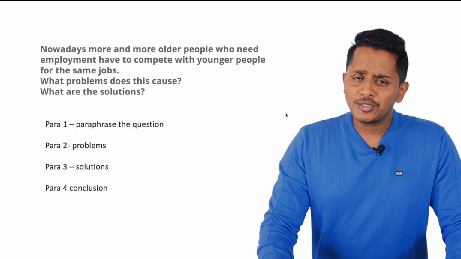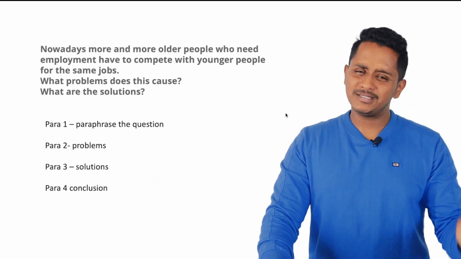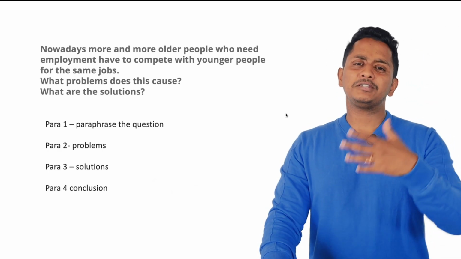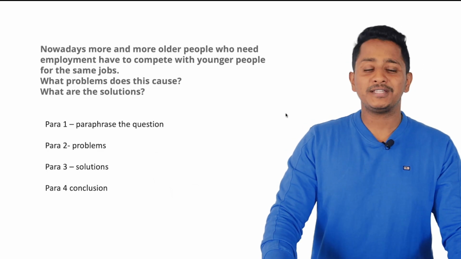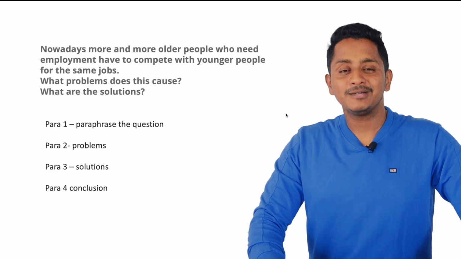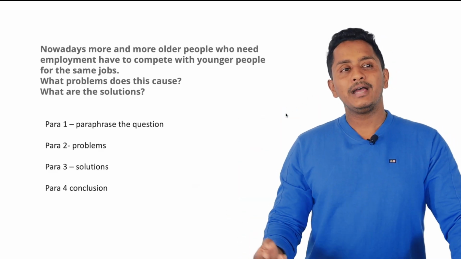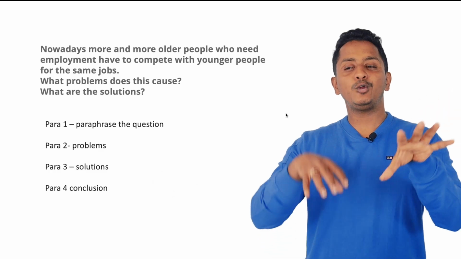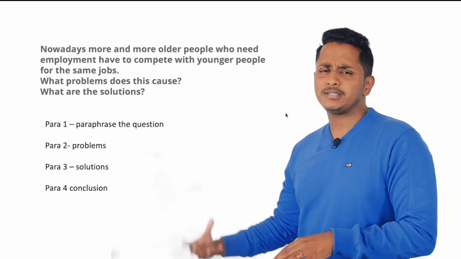Strictly a 4-para structure. Para 1, you will just retain what is there in the question. This essay will discuss both the problems and solutions of this trend. Para 2 is where you talk about problems of this trend. Means what problem does this cause? If the older people are trying to compete with the younger people, what problem happens?